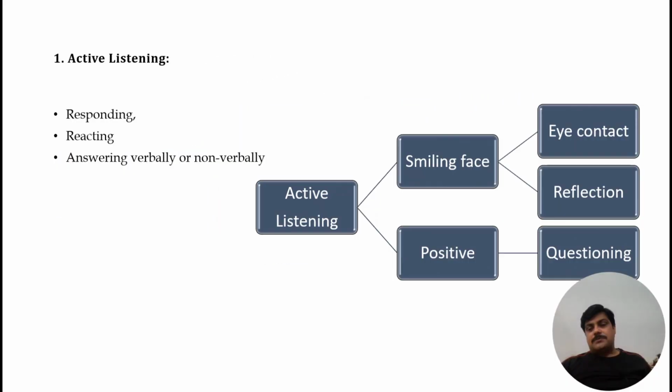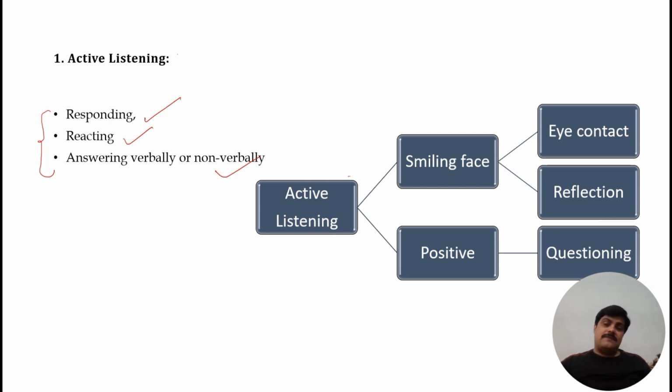Coming to the next point, you see here active listening includes three important constituents. There are three elements of active listening. First is responding, reacting, answering verbally and non-verbally. So these are the three points. If these points are there in your listening, it means that you are an active listener.